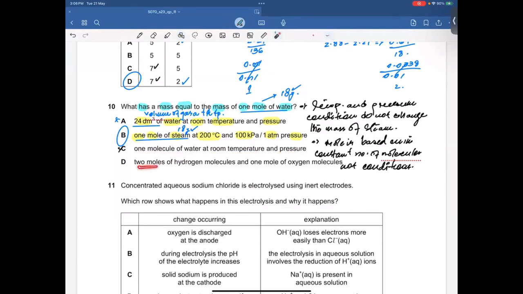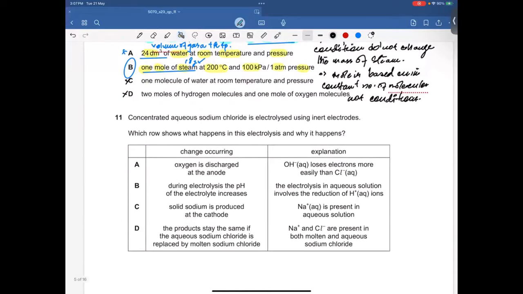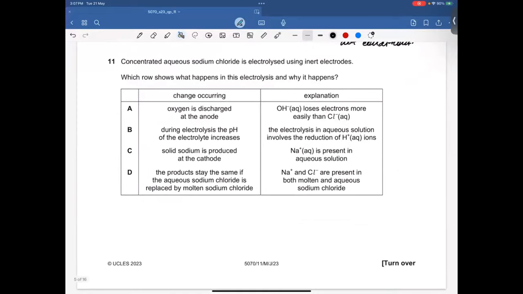Next part. 2 moles of hydrogen molecules and 1 mole of oxygen molecules. So the number of molecules has nothing to do with the mass. So that's not the correct statement either. So B is going to be the right answer. Okay.